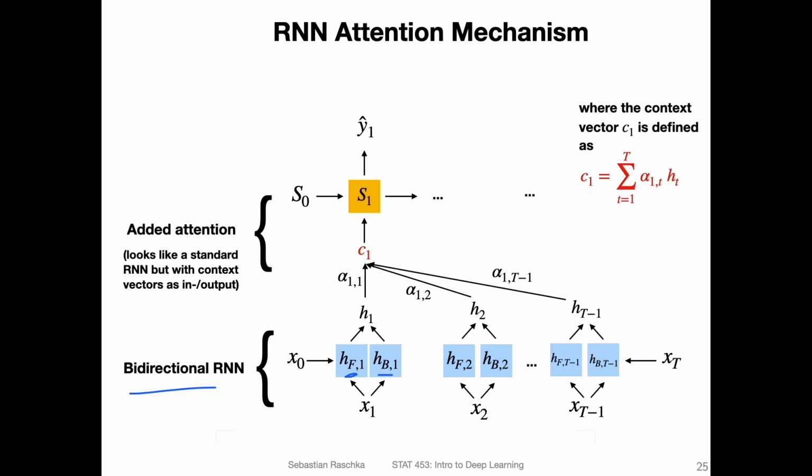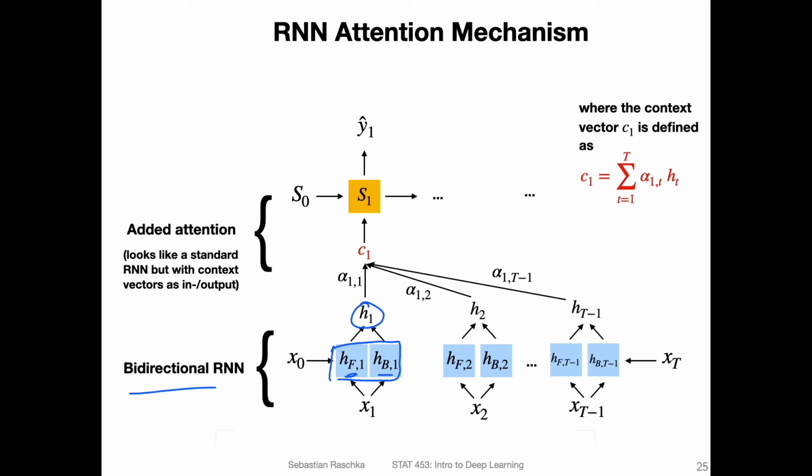So how do we combine the two? In practice, it's very simple. We just concatenate those. So we have a hidden state that is twice the size of a regular hidden state from just the forward pass, because we are just concatenating those. So the concatenated one, let's call that H1. This is our hidden activation.